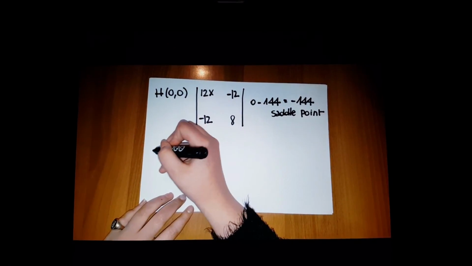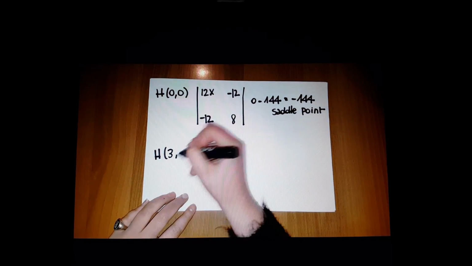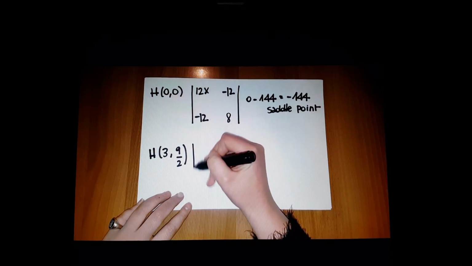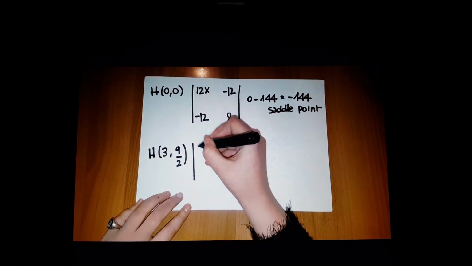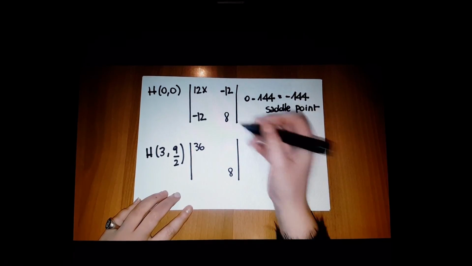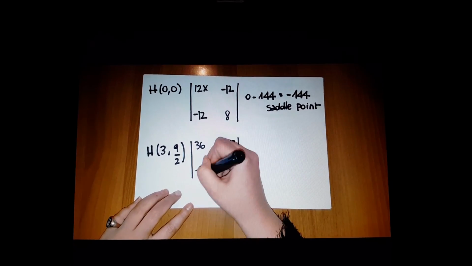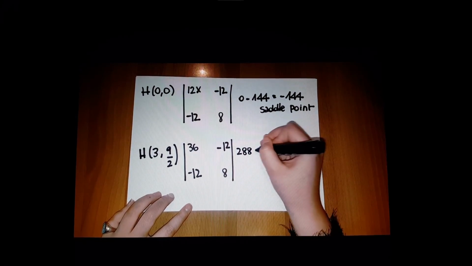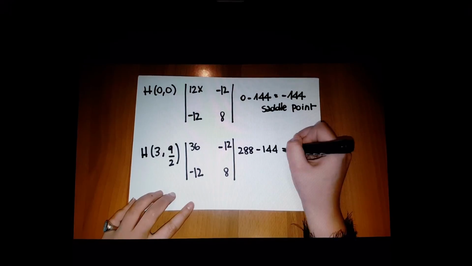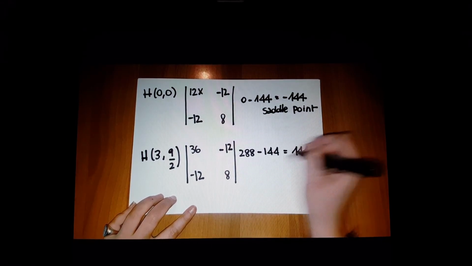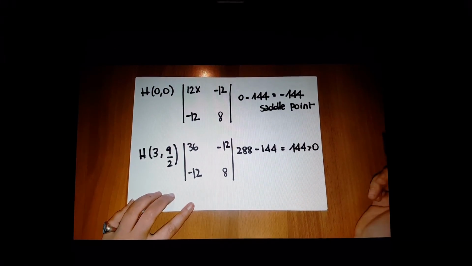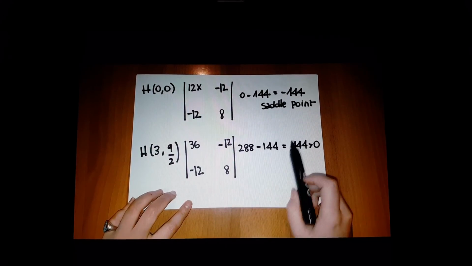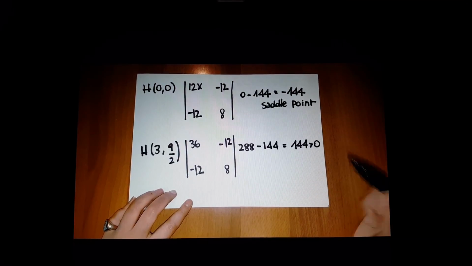Now we have to create the Hessian of the second point. We put the second derivatives of x and y. And we solve the Hessian. We can see that the point is a minimum point because both the result and the second derivative of x are greater than 0.